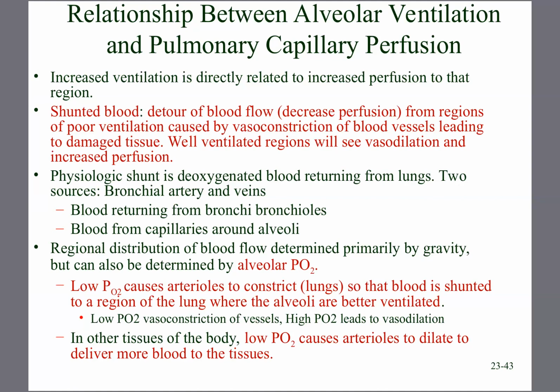Makes sense, right? That low oxygen in that area is a sign of activity. So the more active the tissue, the more blood we want to bring in. Again, it's like a 180 degree difference between the lungs and systemic circulation. In the lungs, low PO2 causes vasoconstriction, redirecting blood flow to other areas that are well ventilated. In systemic circulation, low PO2 is a sign of activity. We want to bring more blood there.